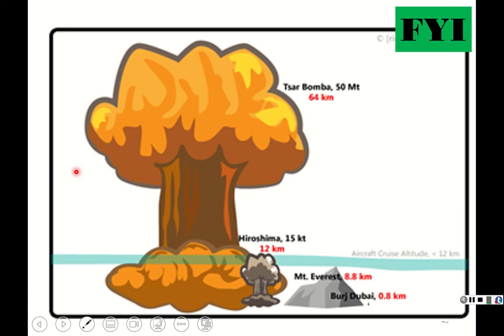Right, and so the fusion bombs can become very, very powerful. The first atomic bomb dropped on Hiroshima was 15 kilotons. That cloud was about 12 kilometers high, which is sort of on the scale of Mount Everest. The largest to date hydrogen bomb that was detonated was 50 megatons. So we're talking about 15 kilotons versus 50 megatons, something that's almost 3,000 times bigger.